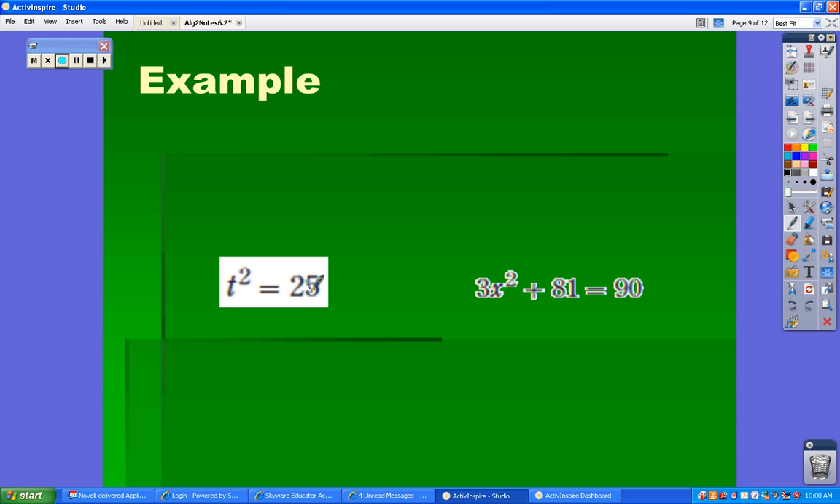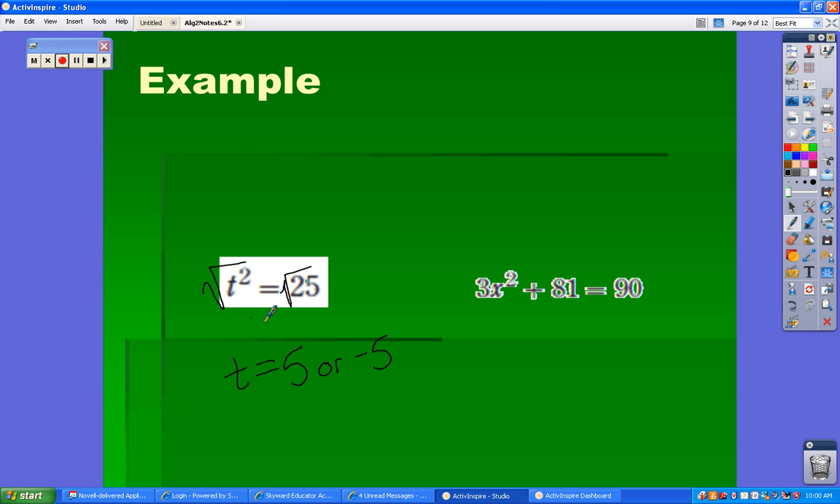What number squared is 25? This is what kids do all the time. Square root, t equals 5. Oh, how great. Not. Because what number squared is 25? 5 or negative 5. There are two numbers that when you square them equal 25.